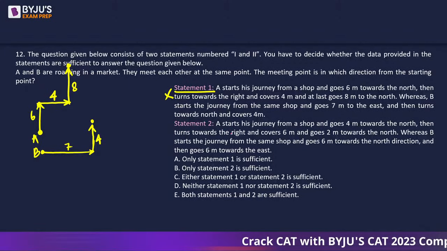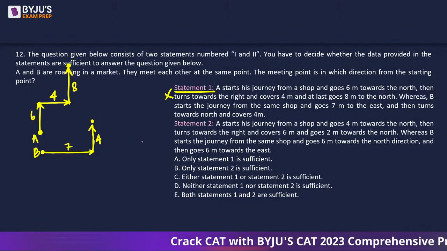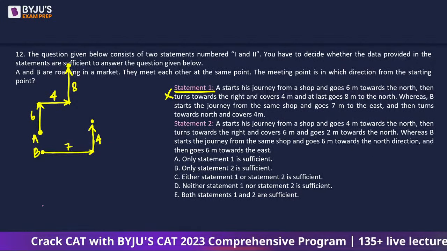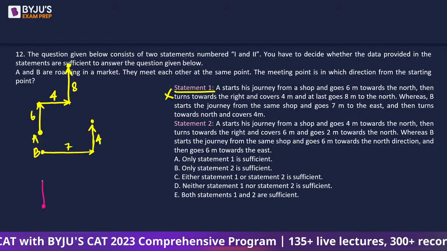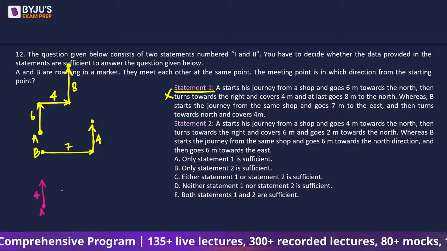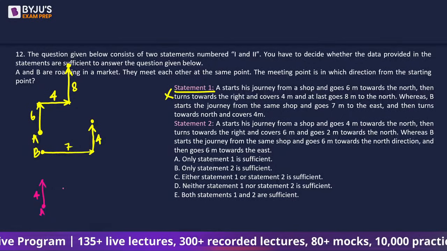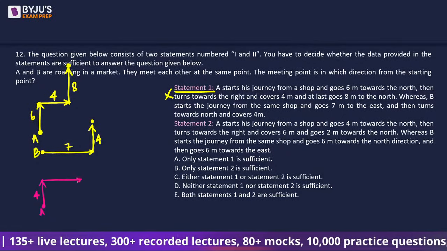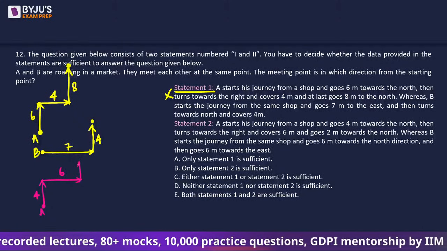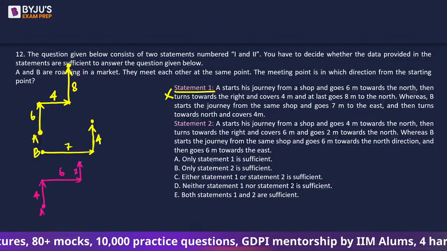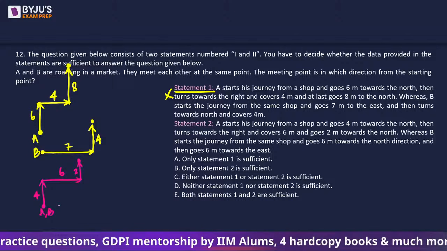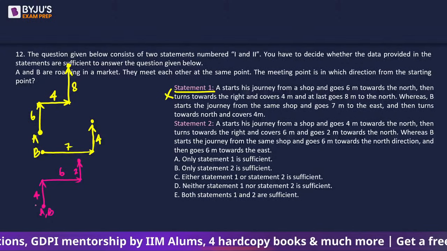Statement 2 says, A starts his journey from a shop and goes 4 meters towards the north. So he goes 4 meters towards the north. So this is A. And turns towards the right and covers 6 meters. And goes 2 meters towards the north.